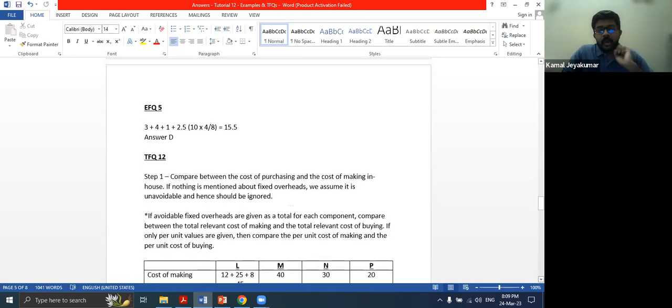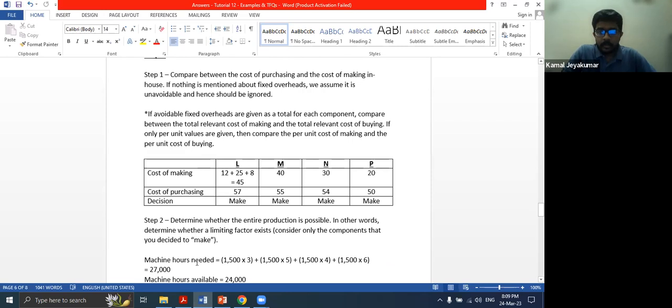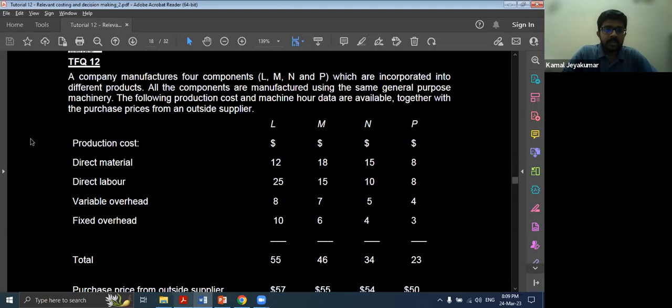Next, we will look at TFQ number 12 in your TUTS. This is called make or buy decision. Basically, if you are making a product, you have two options. You can either make your components in-house. Say for example, you are a mobile phone manufacturer. You can manufacture the battery in-house, or you can buy it from an outside party.